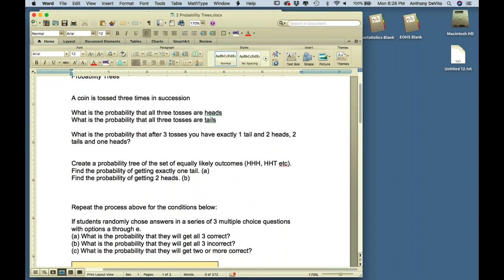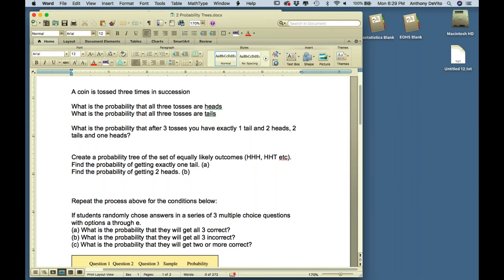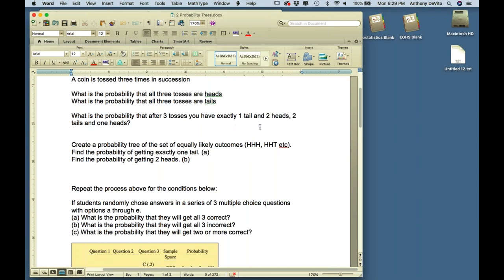Okay, toss a coin three times. The probability that all three tosses are heads was, again, what was it going to be? 0.5 times 0.5 times 0.5, which is 0.125, right? 1/2 times 1/2 times 1/2 is 1 over 8, which is 0.125. Okay, what's the probability that all of them would be tails? Well, there's only one way for that outcome to occur. Each one has to be 0.5, so 0.5 times 0.5 times 0.5 is 0.125.